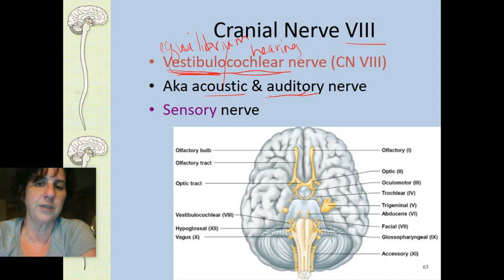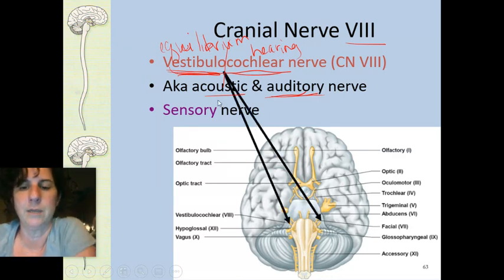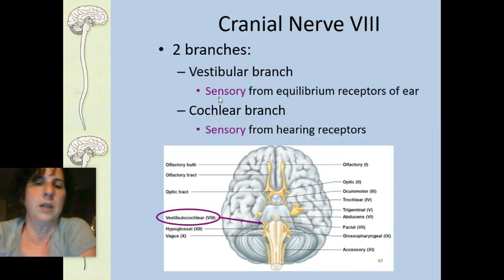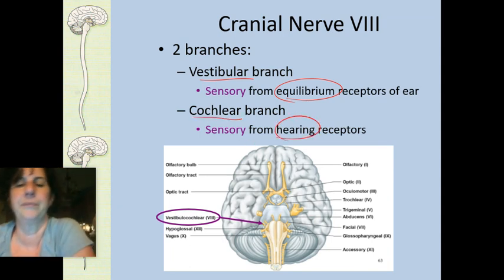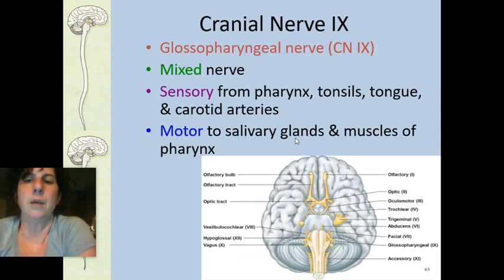So acoustic for sound, auditory nerve here. So it's mainly a sensory nerve, and that equilibrium portion too. Okay, there it is right there. Again, 2 branches, vestibular, equilibrium, cochlear, hearing. This X is a 10, okay? So 10 minus 1, with the 1 in front, this is number 9.